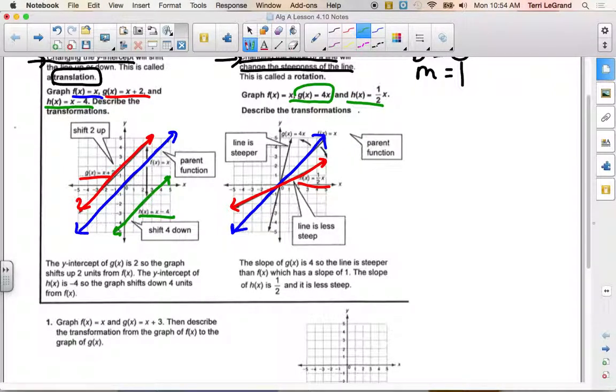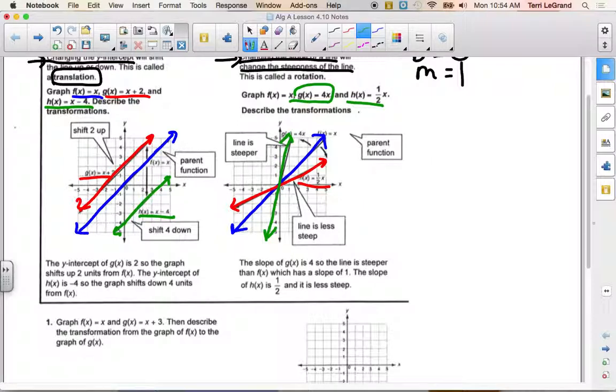And what happens when it becomes g of x equals 4x, that's this one right here? How's that one compared to the blue line? Steeper or less steep? Steeper. So tell me something about how we are going to be able to tell when it's going to get steeper when we don't have a graph? Just looking at the equation.